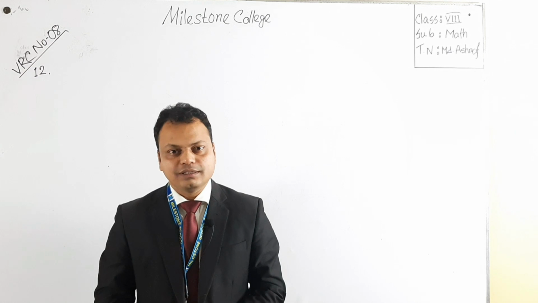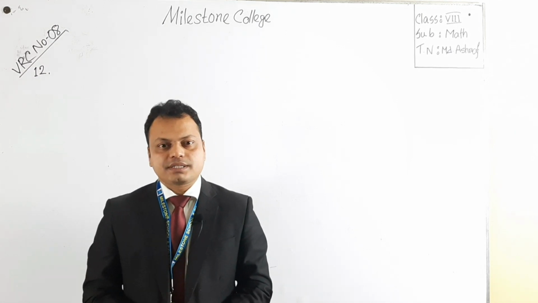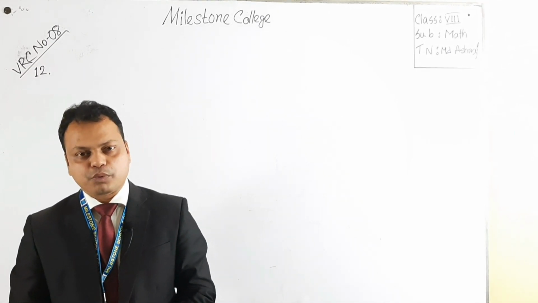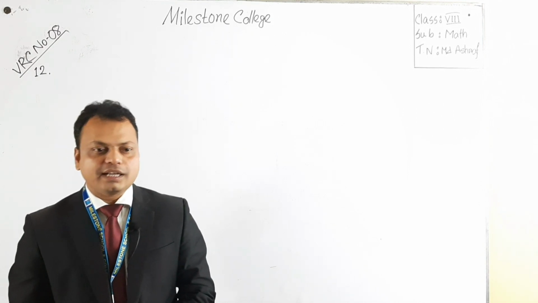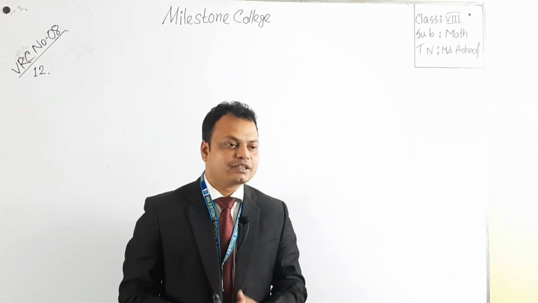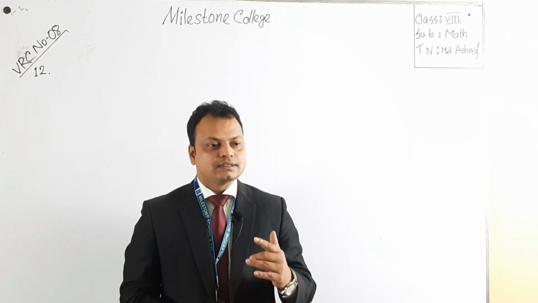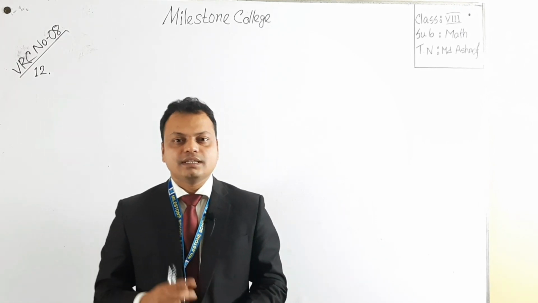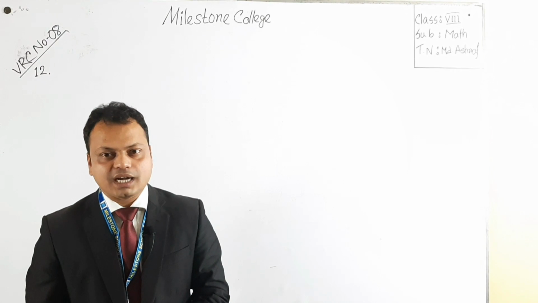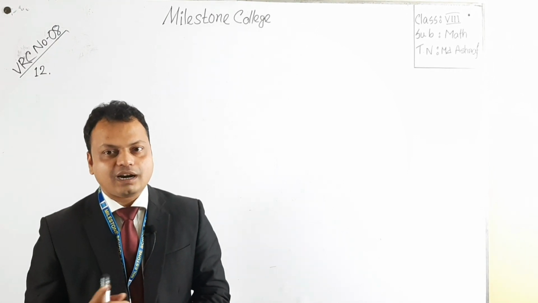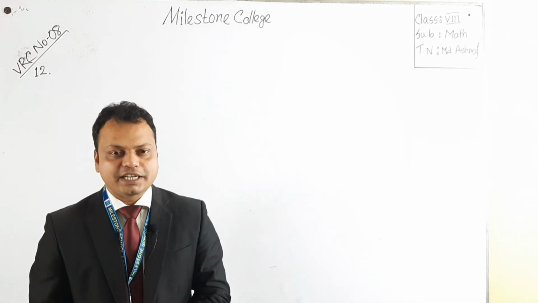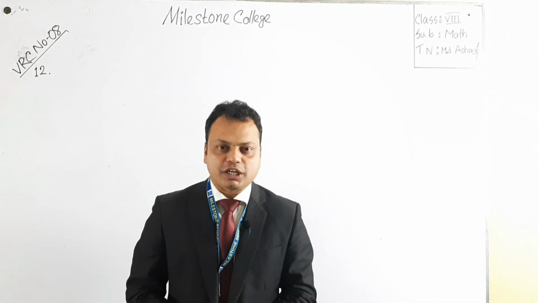Question number 1. What is the formula for finding the simple profit? I think all of you are able to tell the answer. Yes, very good. The formula for finding profit is I equals PNR. Thank you. Then the next question.